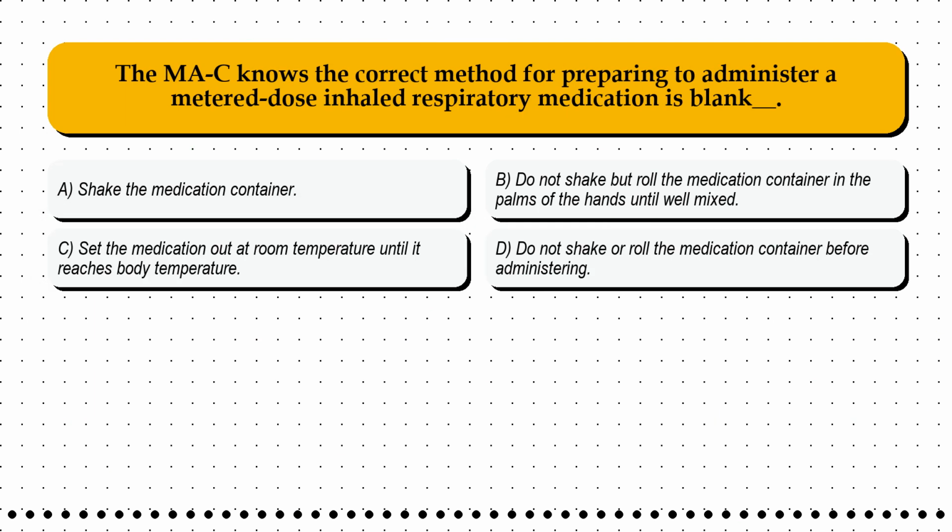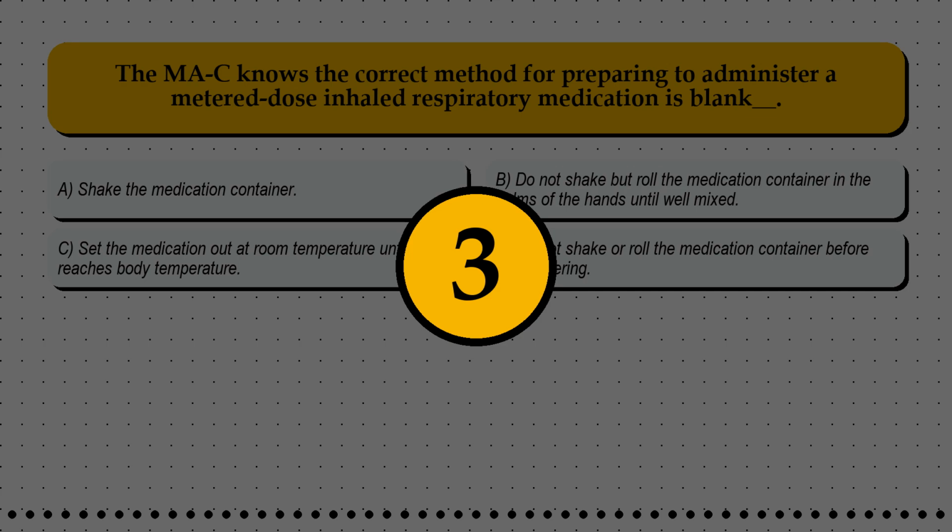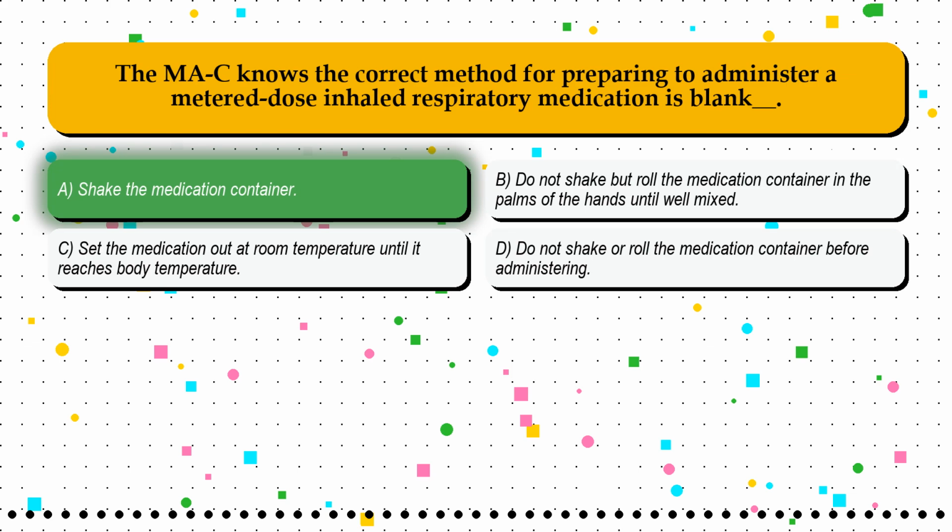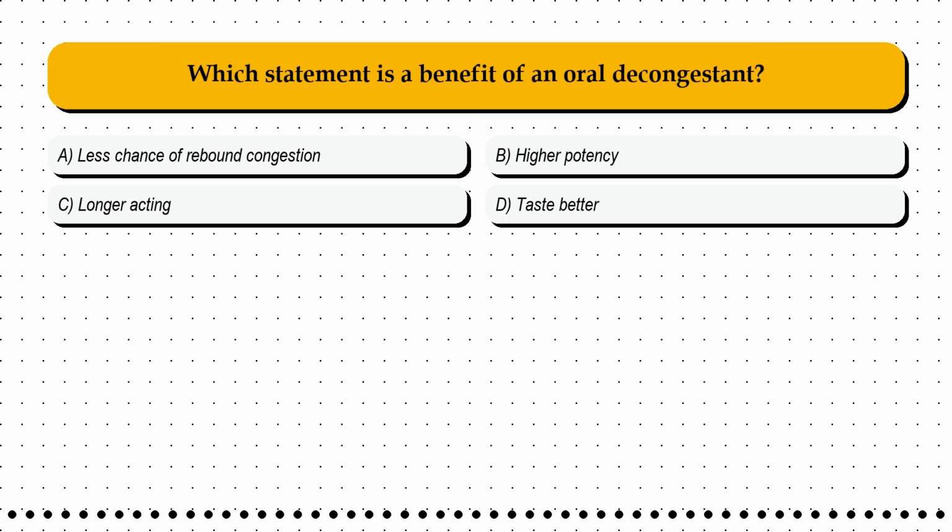Question 276. The MACE knows the correct method for preparing to administer a metered dose inhaled respiratory medication is blank. Option A. Shake the medication container. Option B. Do not shake but roll the medication container in the palms of the hands until well mixed. Option C. Set the medication out at room temperature until it reaches body temperature. Option D. Do not shake or roll the medication container before administering. The correct answer is option A. Shake the medication container.